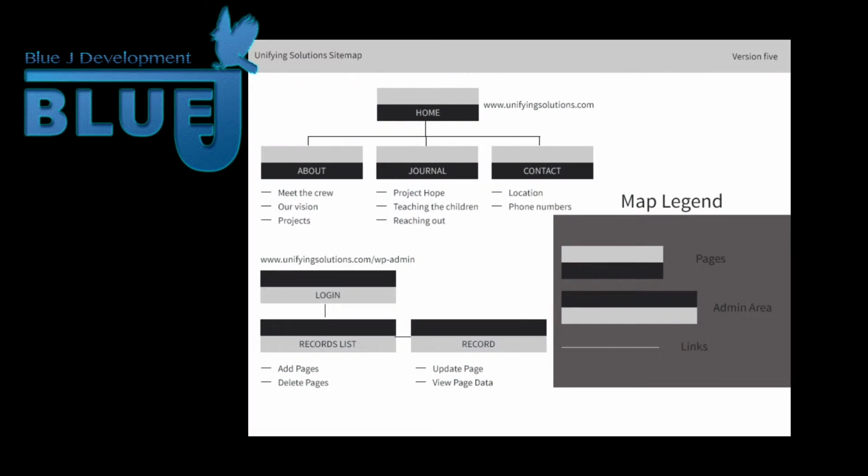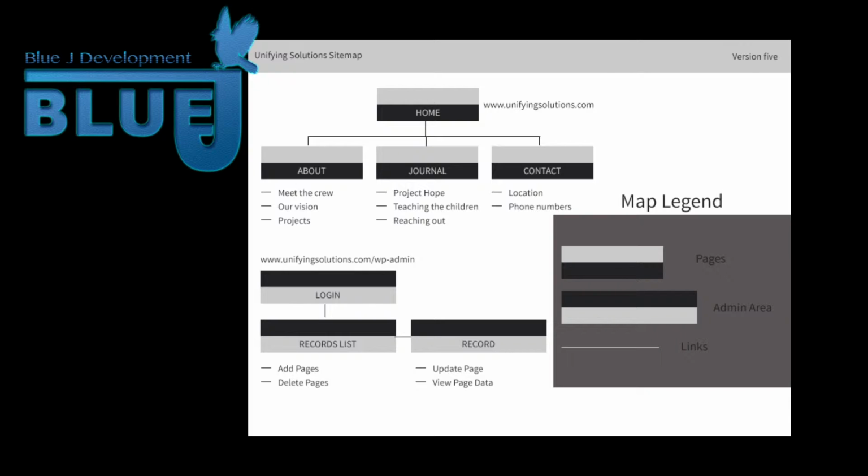Now, if you look at the site map, you'll notice at the top left portion of the page, I have an area that's going to have various boxes, and those boxes are the pages of the site. You have home, about, journal, and contact. And those, like I said, are going to be the pages associated with the site. Now, if you notice, there are lines connecting those various boxes. Those lines are the associated links to get you from page to page.